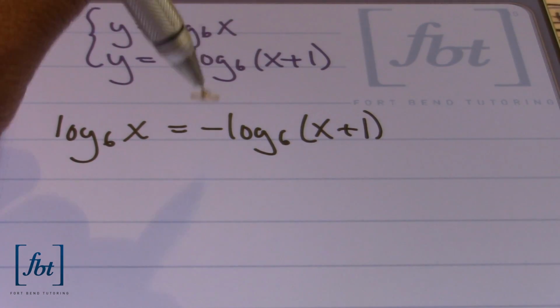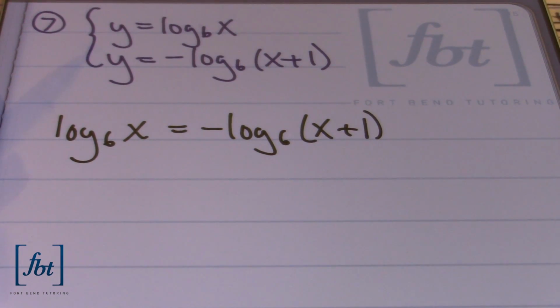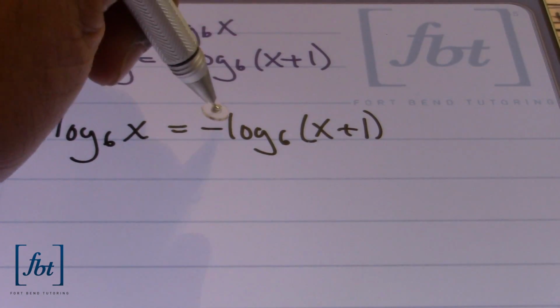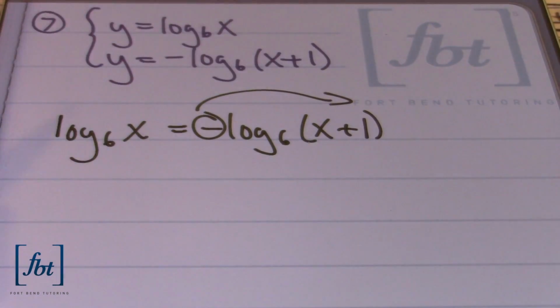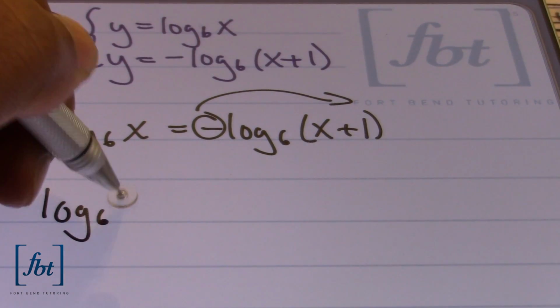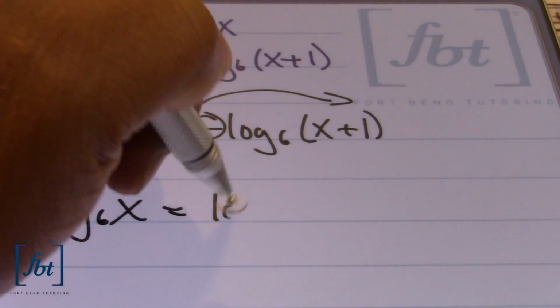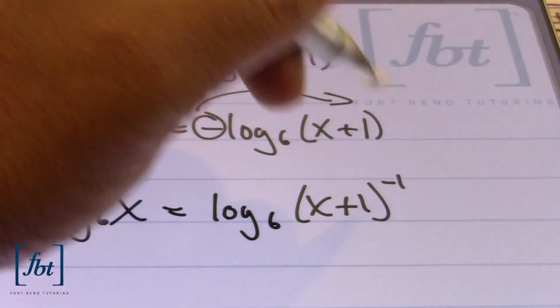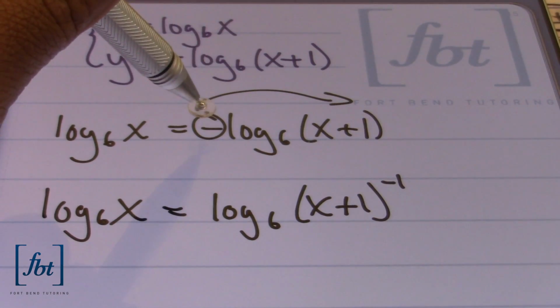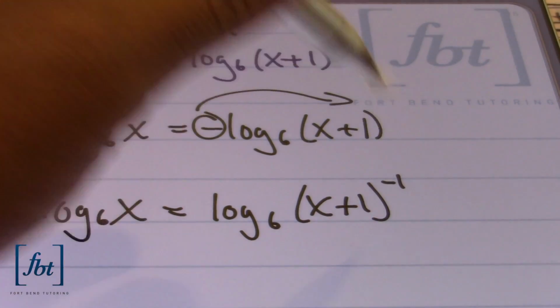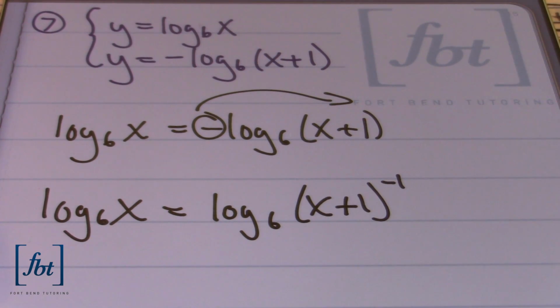Recall that anytime you have a coefficient in front of a logarithm, it can become the exponent on the argument. So this negative is going up here as an exponent. Here, I'm going to rewrite this as log base 6 of x equals log base 6 of x plus 1 to the negative first power. See, that's that negative 1 that became an exponent. You see that? Okay, great.